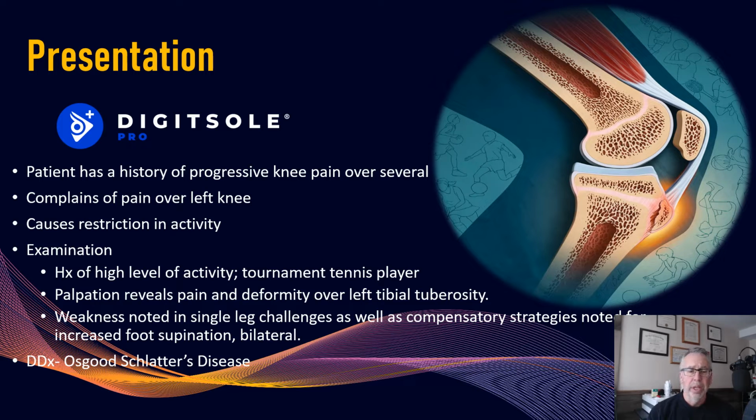Also notices weakness in single leg challenges, so where there's balance and single leg hopping. So he also sees that there's compensatory changes going on with increased foot supination on that side, but actually shows that it is bilateral. So the differential diagnosis that was given was Osgood Schlatter's disease.